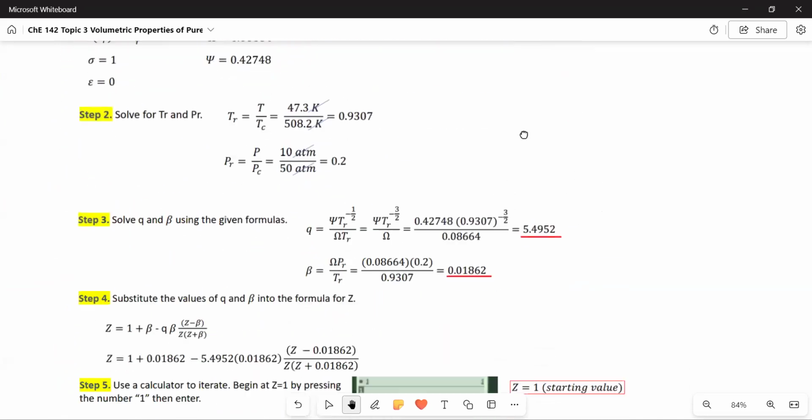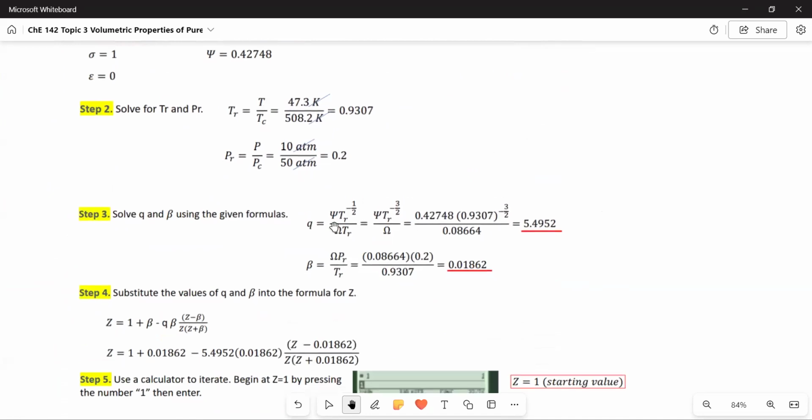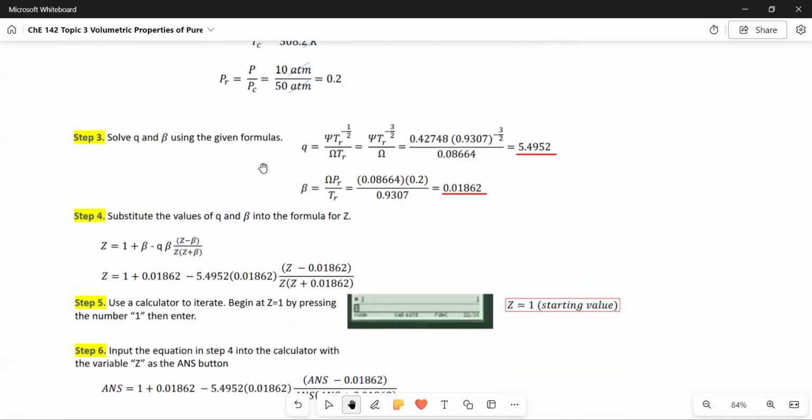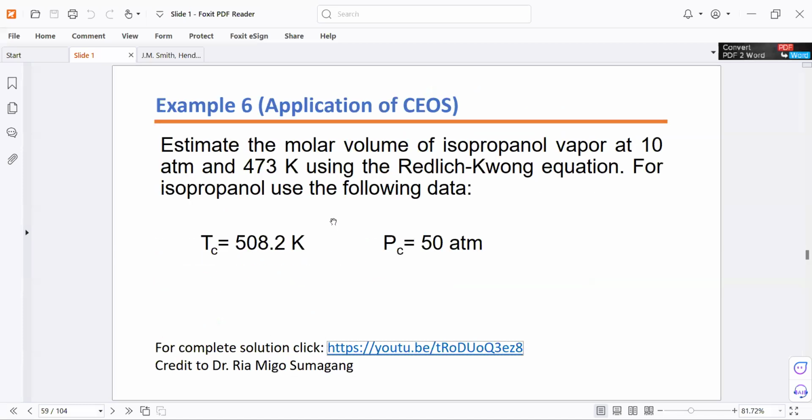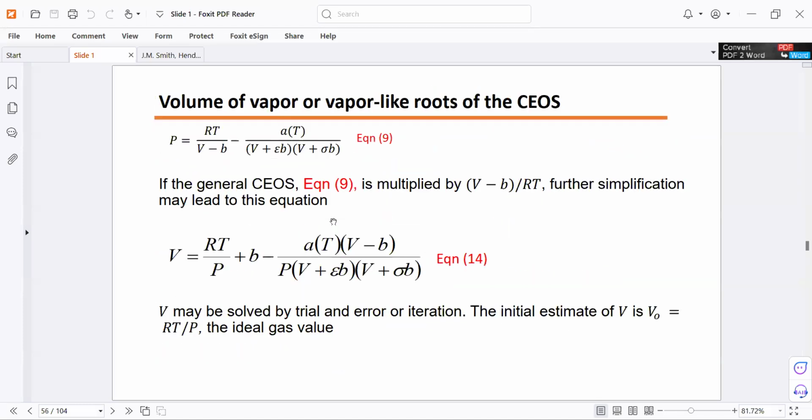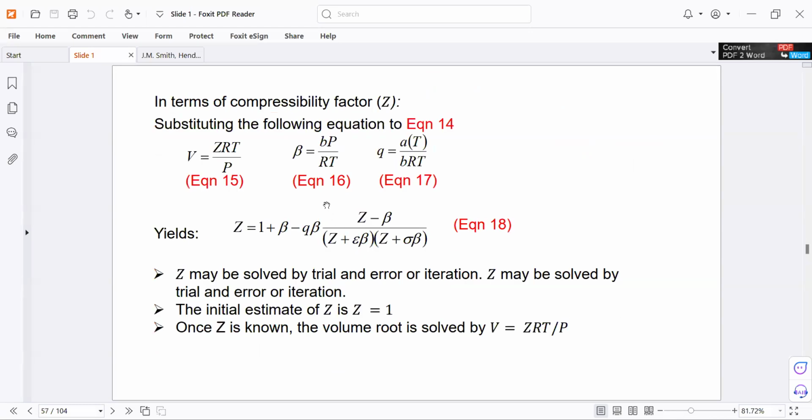So what equation should we use? We use the equation for the vapor. Okay, so let me go back to the slide. Vapor and vapor-like, this one. So this is that equation.